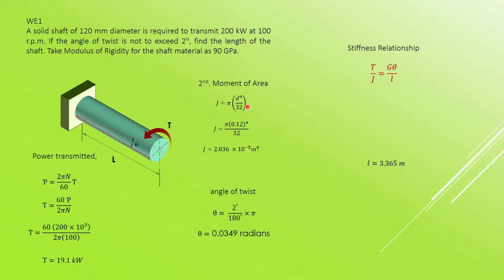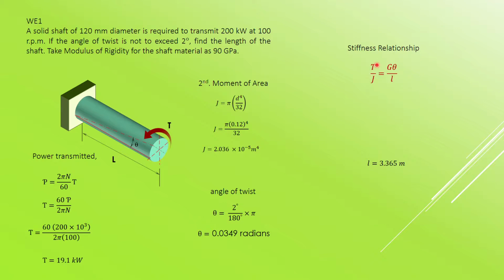So I have to redo the arrangement here. T represents the torque, J is the second moment of area or the moment of inertia, G is the modulus of rigidity of 90 gigapascal, theta is the angle of twist, 2 degrees, make sure you convert to radians, and L is the length. The question actually wants us to find the length of the shaft.